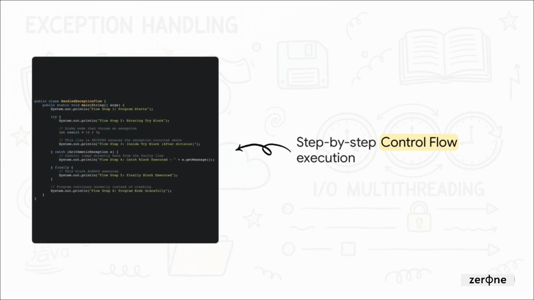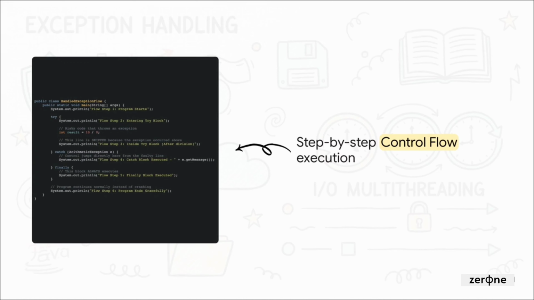Imagine we start the program, we enter a try block, and then we hit a risky line: int result = 10 / 0. Bam! This division by 0 immediately throws an arithmetic exception. Now here's what is absolutely fascinating about this control flow. Any line of code immediately following that division inside the try block is permanently skipped. The JVM just bypasses it entirely.